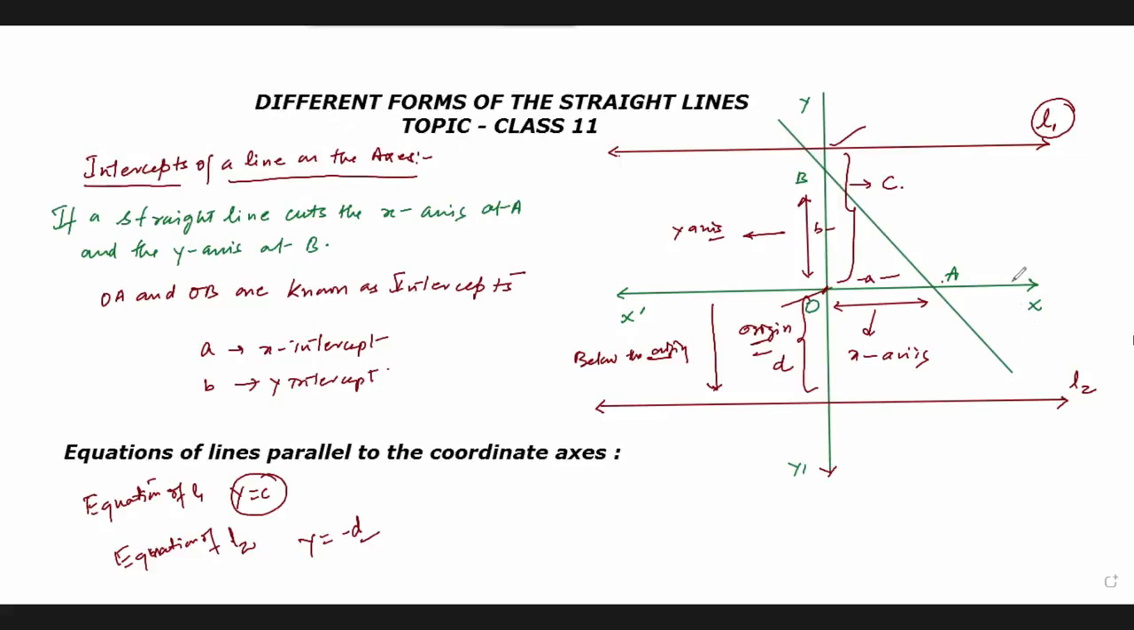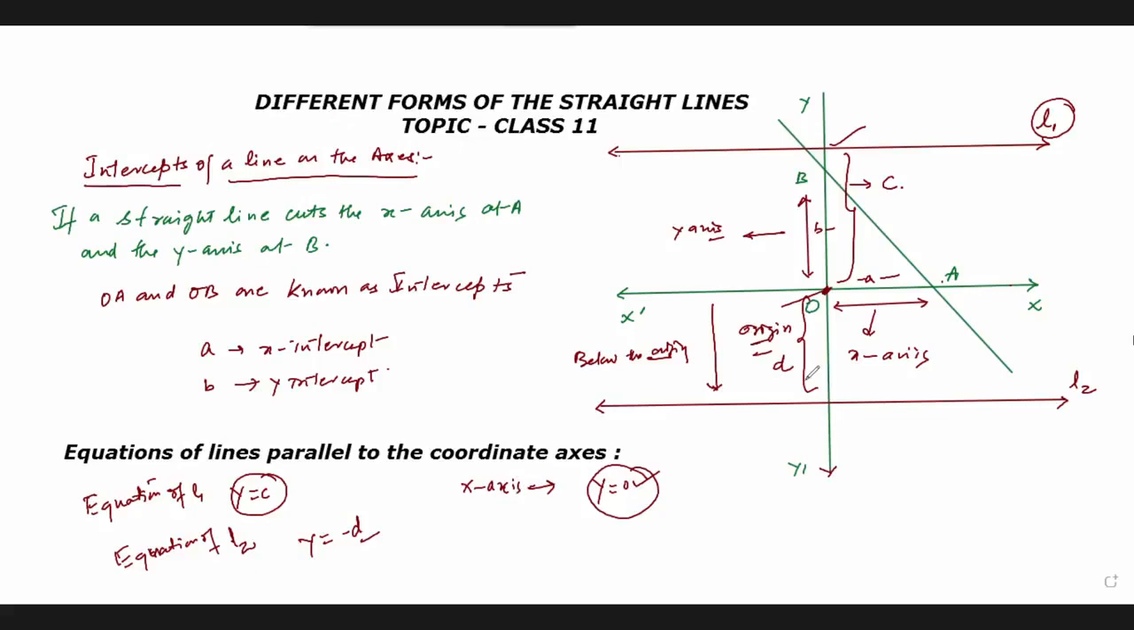And you know, the x-axis, what is the equation of the x-axis? A question arises here: because we are taking a line parallel to the x-axis, what will be the equation of the x-axis? So the equation of the x-axis will be y equals 0. Why is it 0? Because the x-axis is passing through the origin and we don't have a vertical distance. That means y equals 0 is the equation of the x-axis.